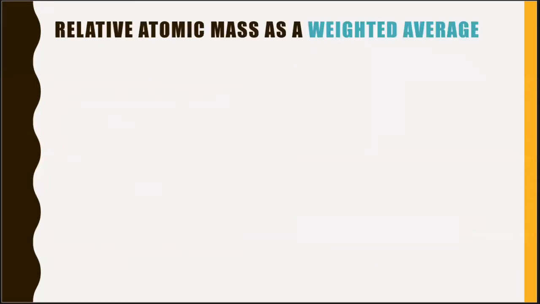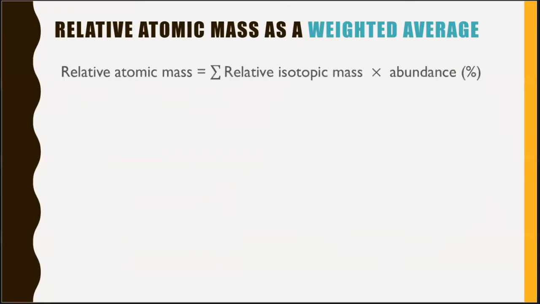Now, therefore, to say the relative atomic mass of chlorine is 35 or 37 would be a misrepresentation. We need to give each isotope a fair weighting when we calculate the relative atomic mass for the whole family. So we invoke the idea of a weighted average from mathematics.